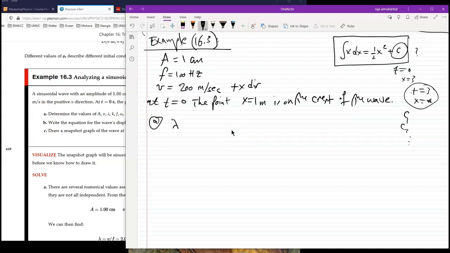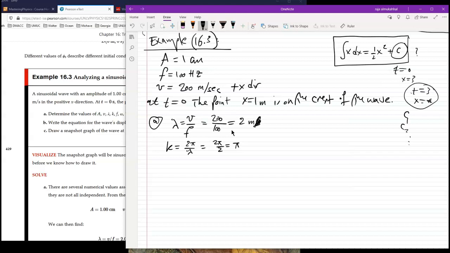So we know that lambda is equal to v over f, right? And I have both of them. v is 200, frequency is 100. So lambda is just 2 meters, right? Okay. And then we have k, the wave number, which is 2 pi over lambda. So that will be 2 pi over 2, and that will be equal to pi, which is 3.14.